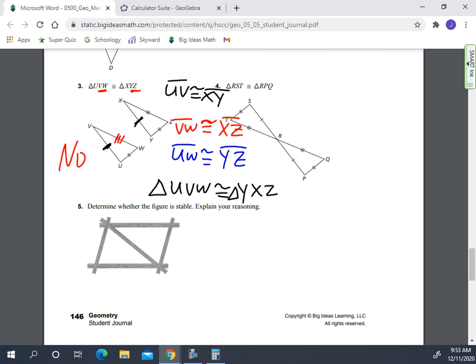That is not a correct congruent statement. Those are not congruent. Okay? The triangle I wrote, those two triangles are congruent.